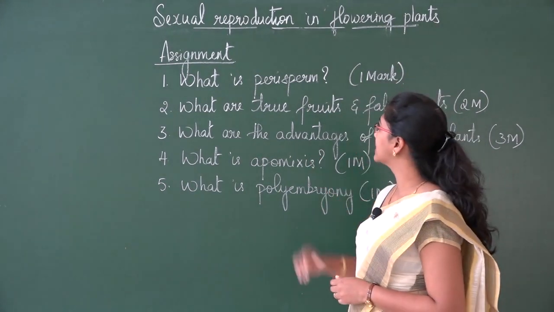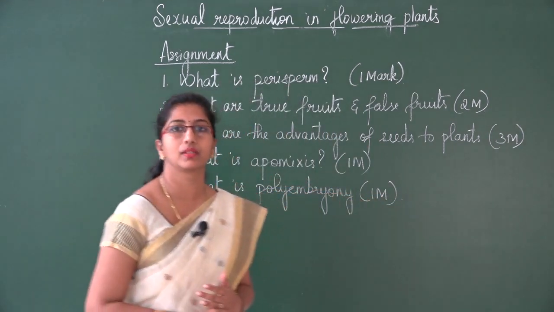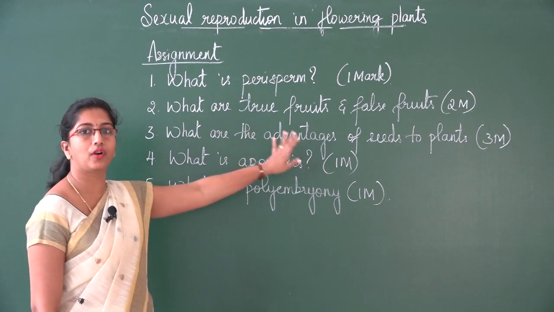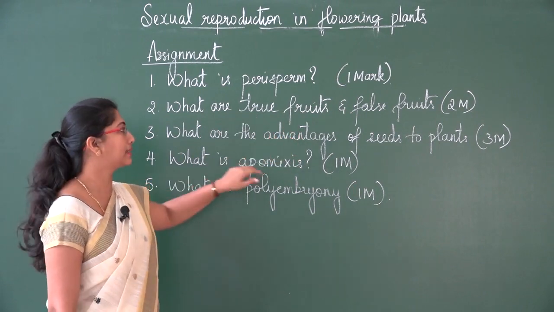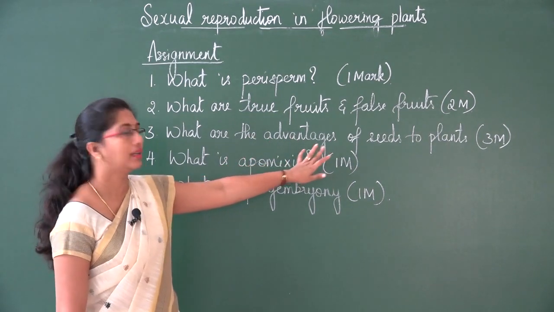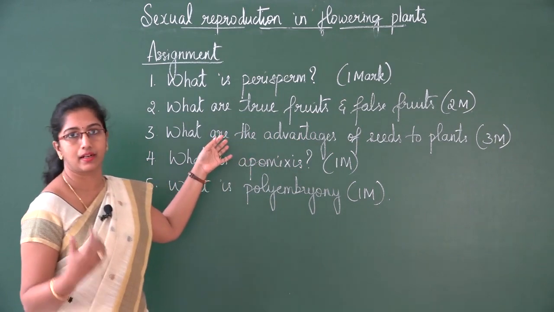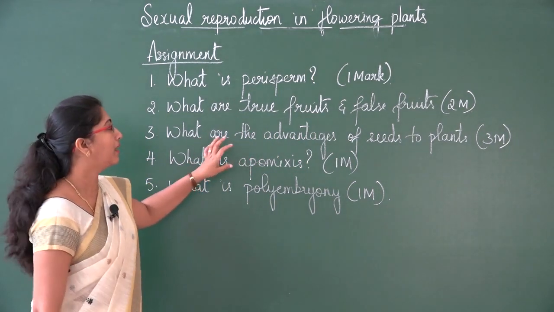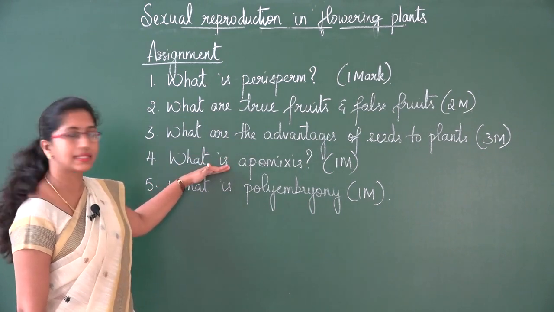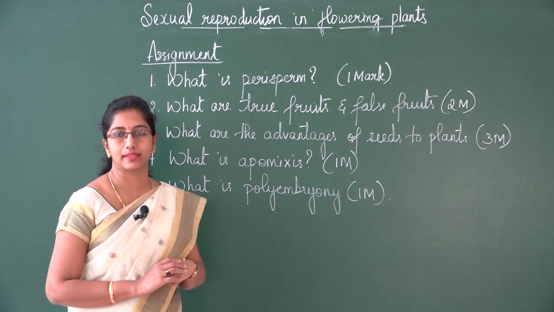The first question is, what is perisperm? That is a 1 mark question. Then, what are true fruits and false fruits? That is a 2 marks question. What are the advantages of seeds to plants? I have explained different advantages, how it is advantageous to the plant, and you need to list them down. What is apomixis and what is polyembryony? These are also 1 mark questions.